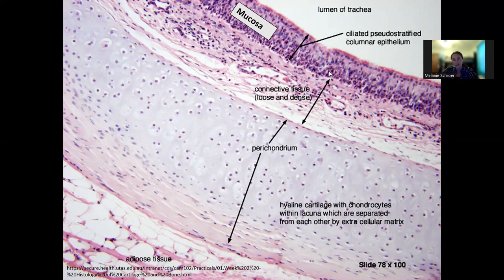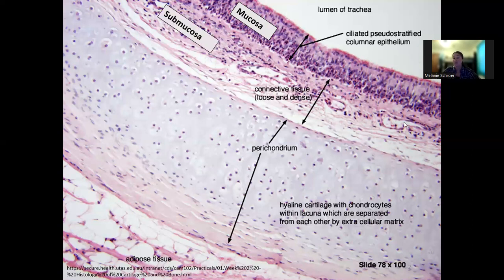And not really obvious in this particular section, but you can also often see these big open goblet cells that are constantly secreting mucus. Right? So very important to the function of this tissue. So this purple layer here is the mucosa layer.